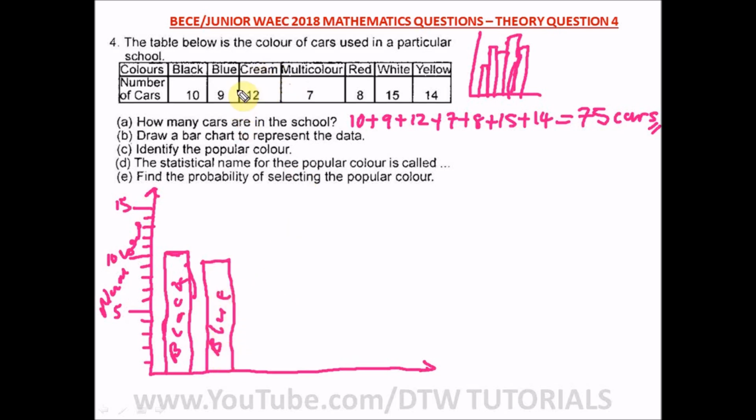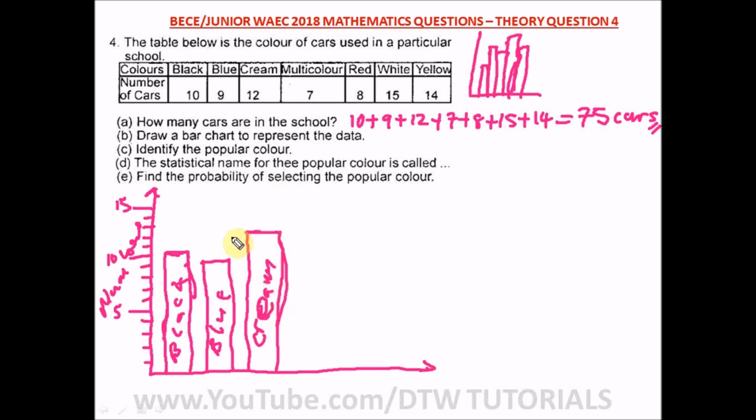Now cream is 12. So if this is 10, we have 11, 12. Let's draw the line somewhere here and take it down, and let's write cream.